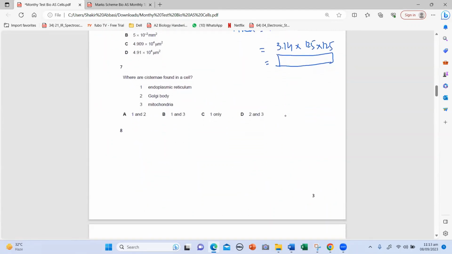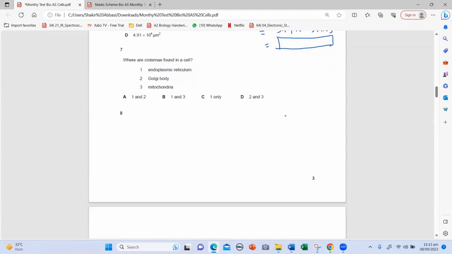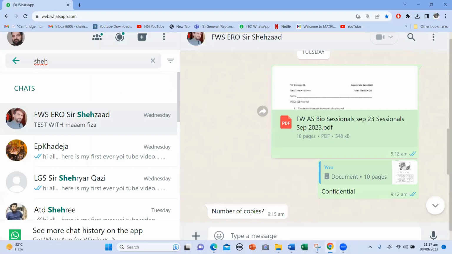Okay, 7 says, where are cisternae found? So it's 1 and 2 because endoplasmic reticulum and Golgi both have cisternae. So cisternae are individual sacs which the Golgi body and ER are made from, right? So the answer should be 1 and 2. Let me show you what are cisternae.